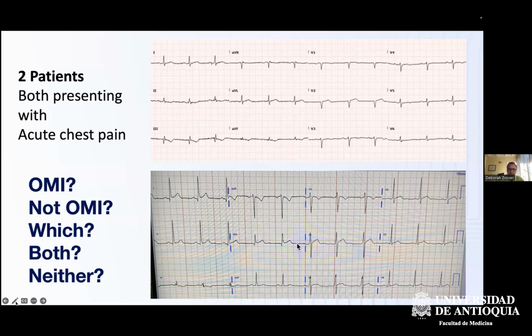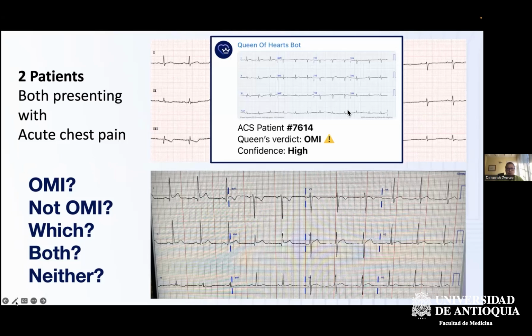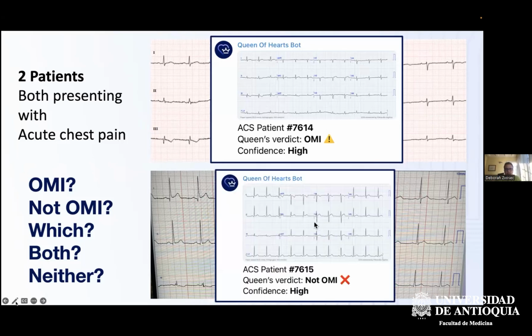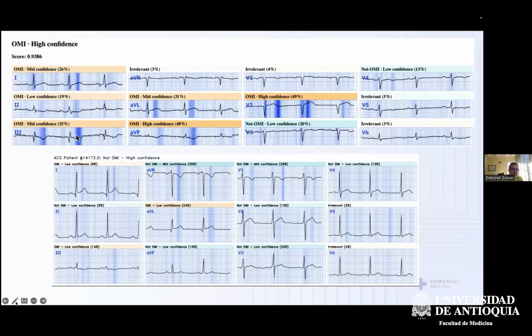Can the Queen tell the difference? Sure enough, she sees OMI with high confidence up here. And she sees not OMI with high confidence here. And she was correct. This one was an OMI and this one was not an OMI. And this is the explainability map. She sees that negative hyperacute T wave there, positive hyperacute T wave there, negative hyperacute T wave there, and she sees nothing in the other one. And so she comes up with OMI high confidence on that top one and not OMI high confidence on the other one.